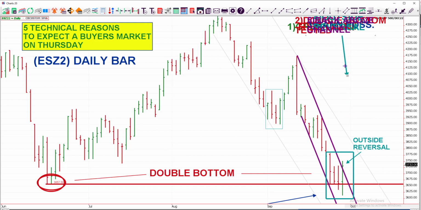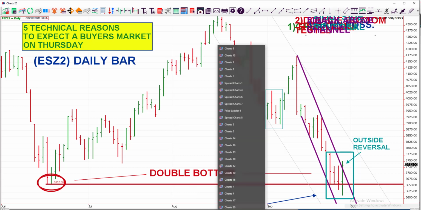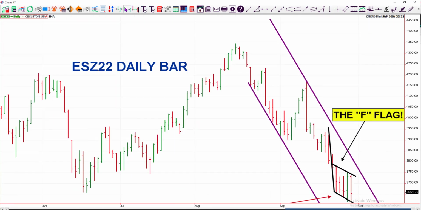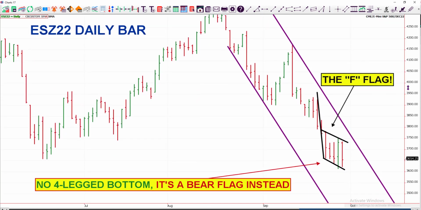So what do we do? We look at the same chart and we say, well, what do we actually have? What did this morph into since yesterday? So if you ask me, this is what we have now. Look, we've got an F flag. Get rid of everything else.